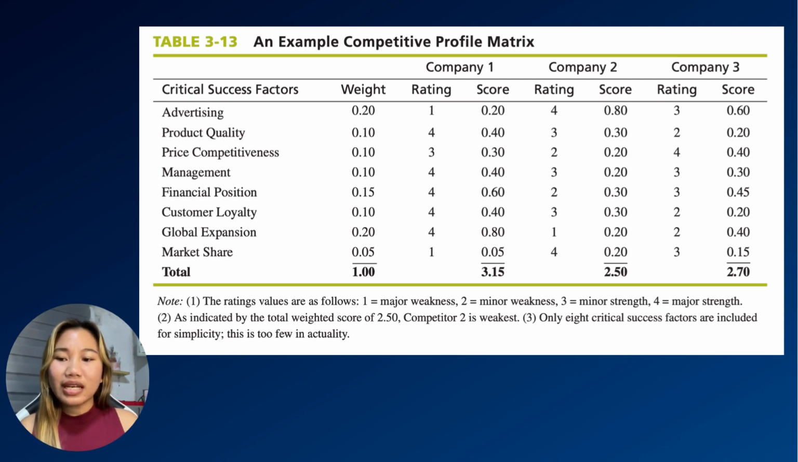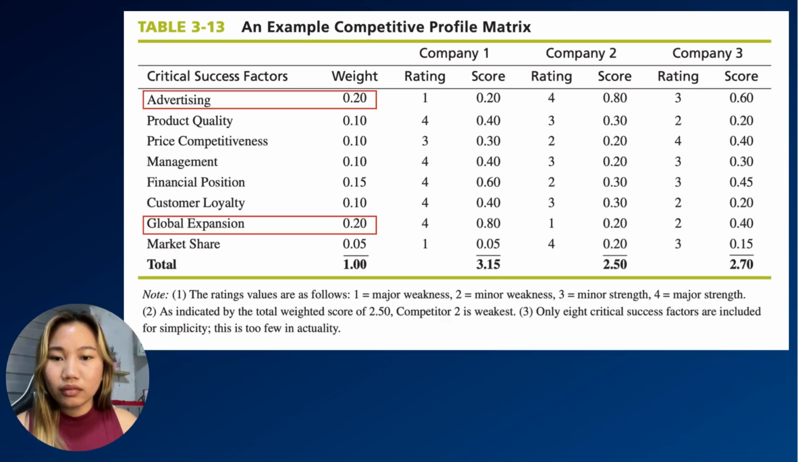The critical success factors in a CPM are not grouped into opportunities and threats as they are in the EFE. In a CPM, the ratings and total weighted scores for rival firms can be compared to the sample firm. This comparative analysis provides important internal strategic information. So here is an example of a competitive profile matrix.